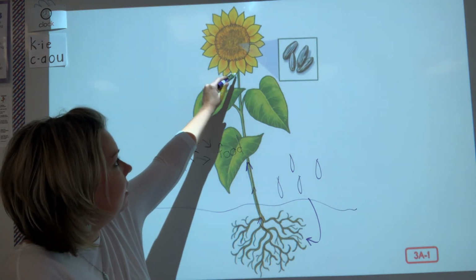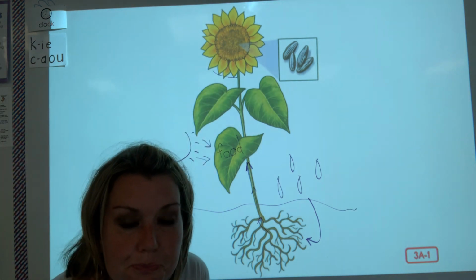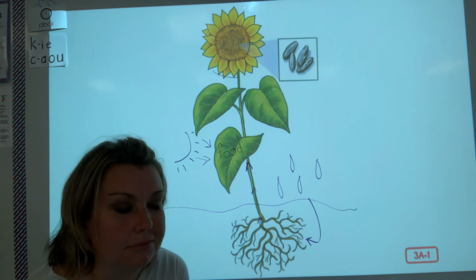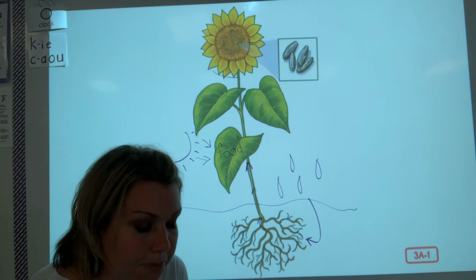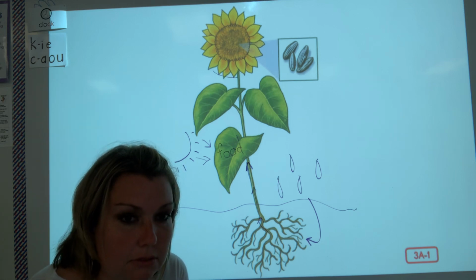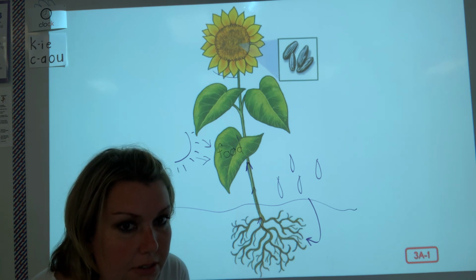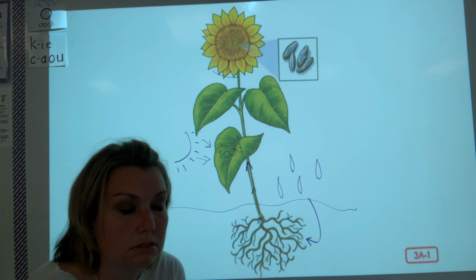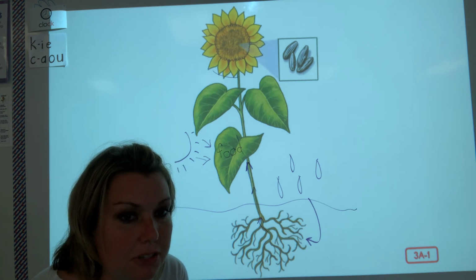What do the seeds do? What do the seeds do? Adeline? Adeline, what do the seeds do? Unmute your mic, sweet girl. Guys, only raise your hands if you're sure you know the answer. Adeline, sweetie, I called on you. Unmute your mic. Okay, Adeline might be having trouble with her microphone.